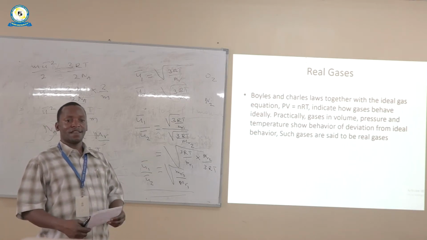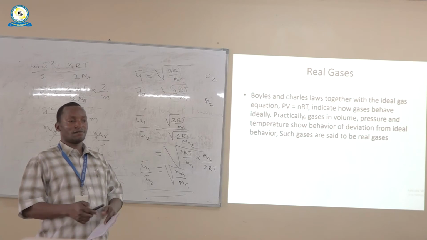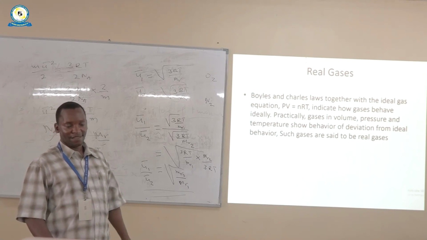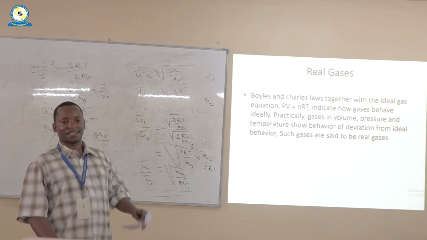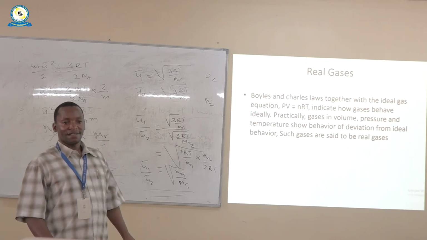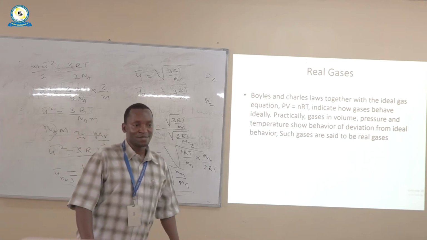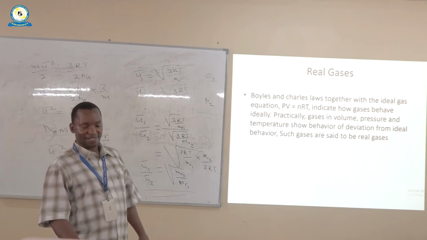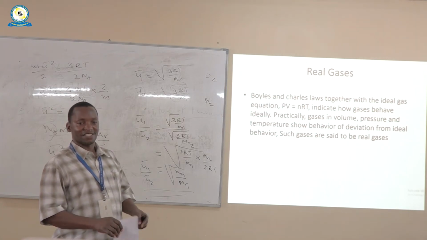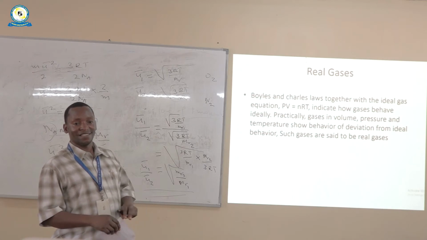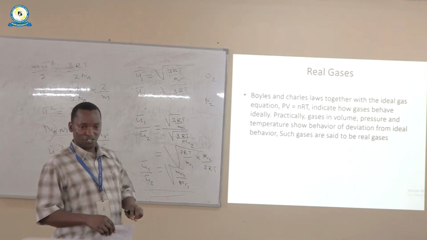But most gases at a low temperature and high pressure, we could say that they do not behave as ideal gases. We say that they are real gases, so they deviate from the ideal gas equation.